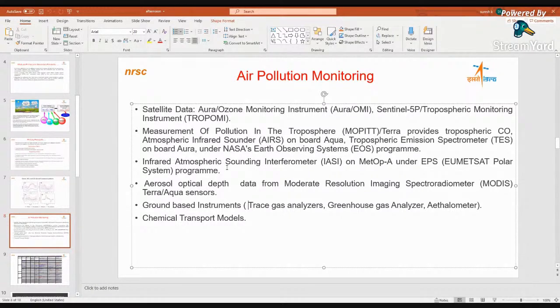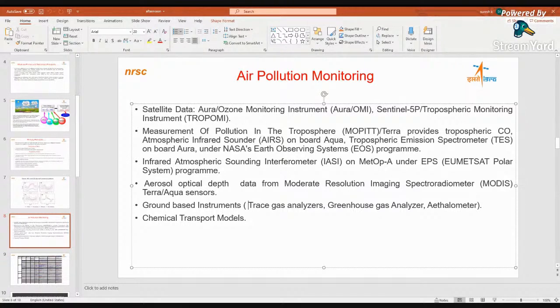Next you have the Infrared Atmospheric Sounding Interferometer, IASI, onboard MetOp. These are onboard European Space Agency platforms. And the aerosol optical depth you have from models, but also from NASA. These are onboard the Terra and Aqua sensors.